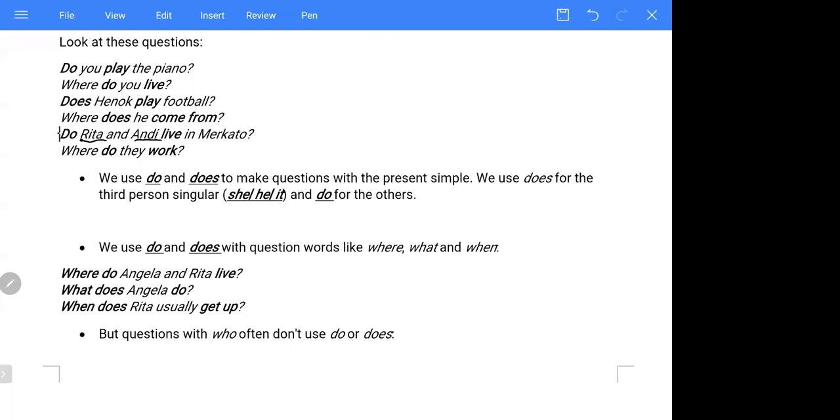So to summarize this, we use do and does to make questions with present simple and to change into negative. There is a very good point right here. We use do and does with question words like where, what, and when. Where do Angela and Rita live? What does Angela do? When does Rita usually get up? In this case, we have used do, does, and does again.